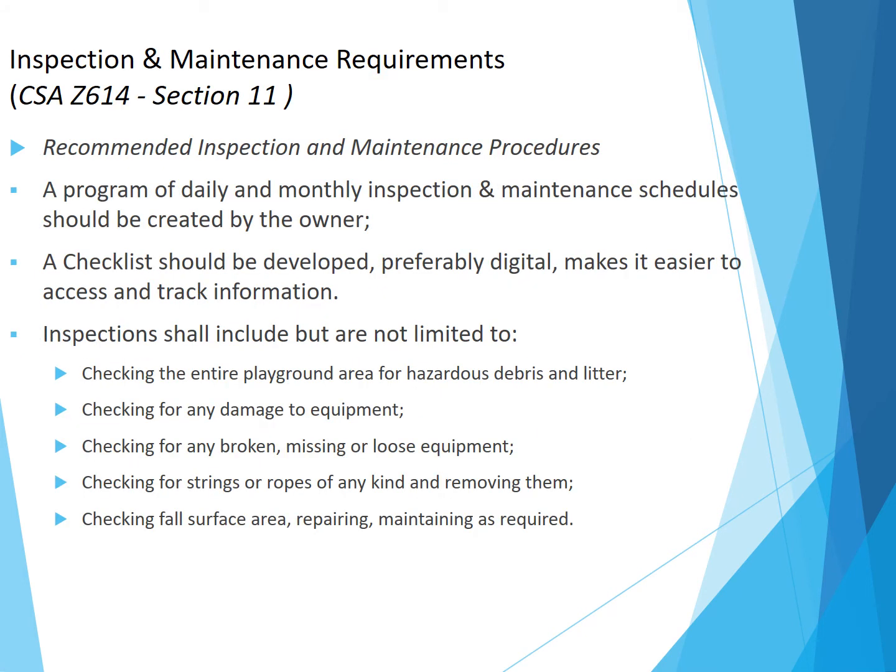Inspection and maintenance requirements are listed in the CSA Z614 standard, section 11. Recommended inspection and maintenance procedures. If you're going to follow the CSA standard, you must adhere to what we're going to talk about next. A program of daily and monthly inspections and maintenance and schedules should be created by the owner.